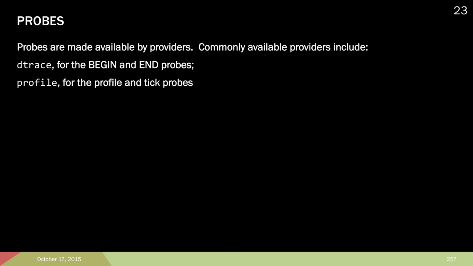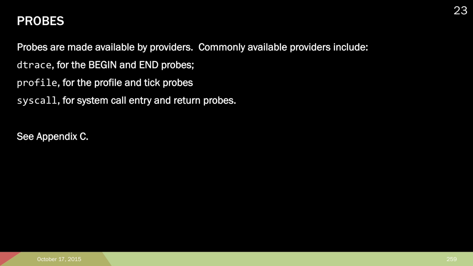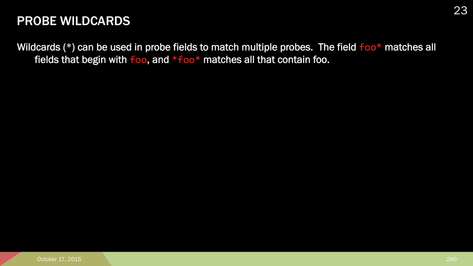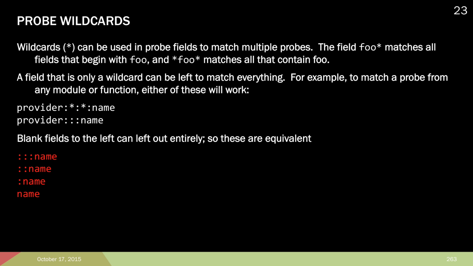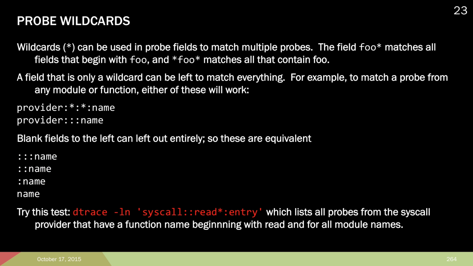Probes are grouped by provider. Commonly available providers include dtrace for BEGIN and END probes, profile for profile and tick probes, and syscall for system call entry and return probes. Appendix C lists all of these. Wildcards can be used in probe fields. Specifying that a field only contains a wildcard is the same thing as leaving the field blank. Lastly, the colons in these name combinations are equivalent. Try listing all of the read system calls, but include an asterisk after the read.